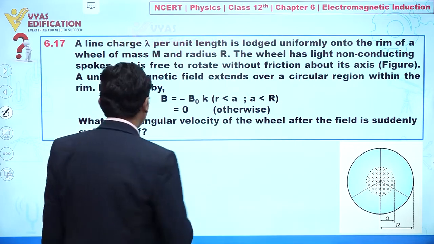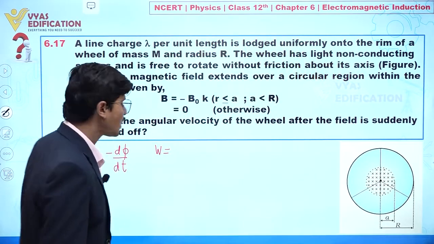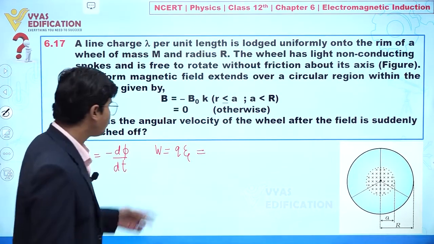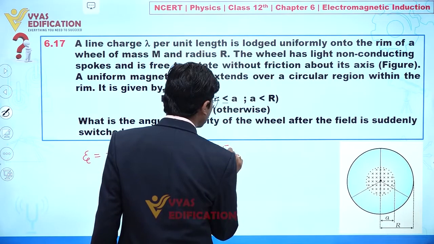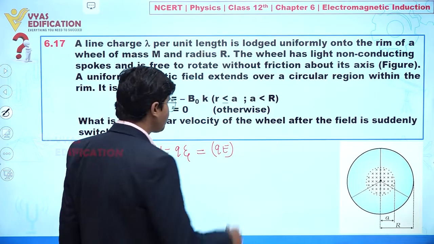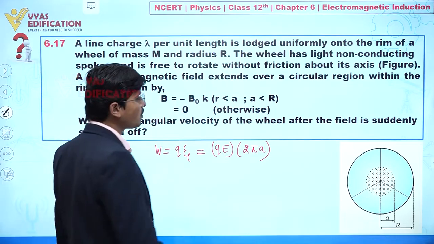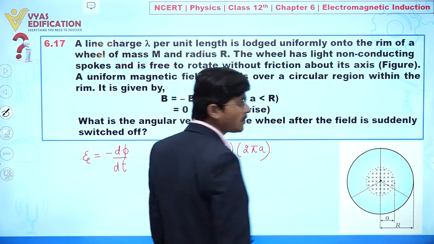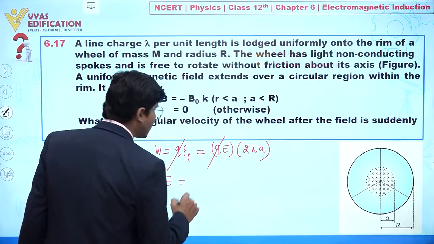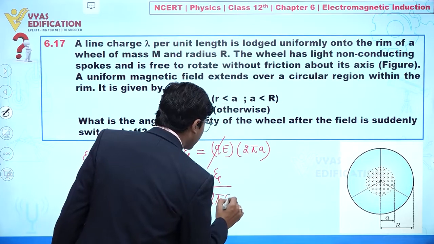If we want to move that charge along this circumference, the total amount of work done should be equal to qE, where E is the induced EMF. We can also write this in terms of the electric field: work done equals force into displacement, that is qE times the total distance covered, which is 2 pi a. This is the total work done in moving a charge in an electric field along a circumference. So q cancels out, and the value of the electric field is E divided by 2 pi a.